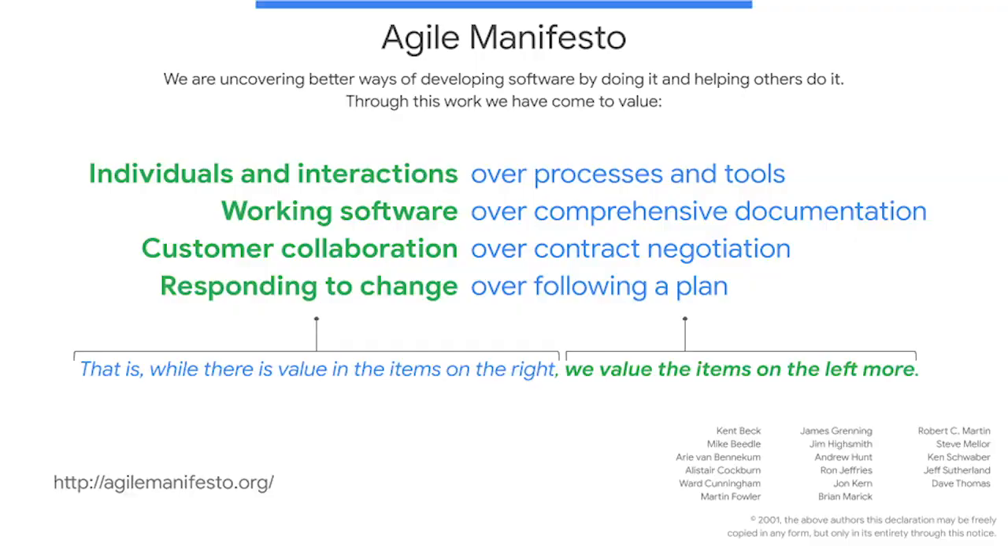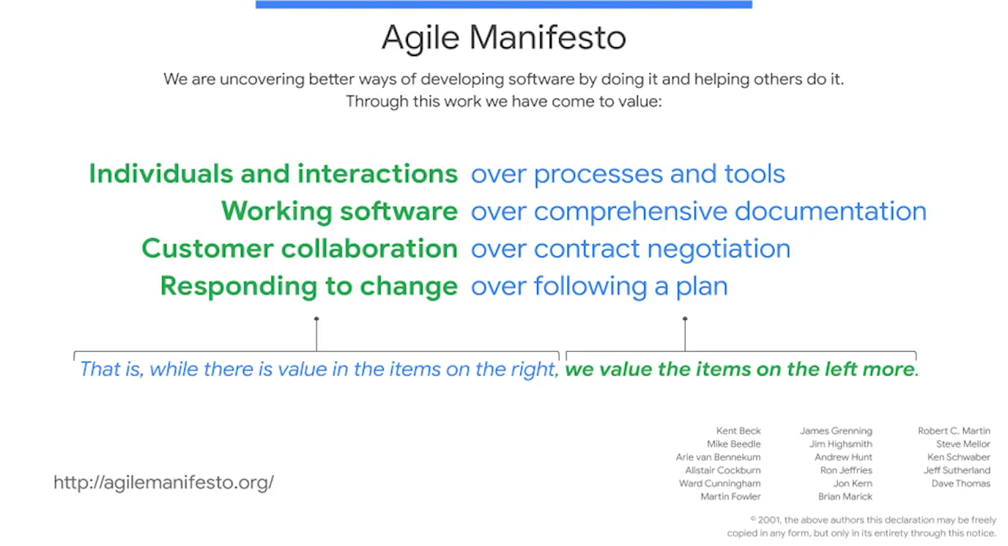Let's check it out. The Manifesto for Agile Software Development states, "We are uncovering better ways of developing software by doing it and helping others do it. Through this work, we have come to value individuals and interactions over processes and tools, working software over comprehensive documentation, customer collaboration over contract negotiation, responding to change over following a plan."